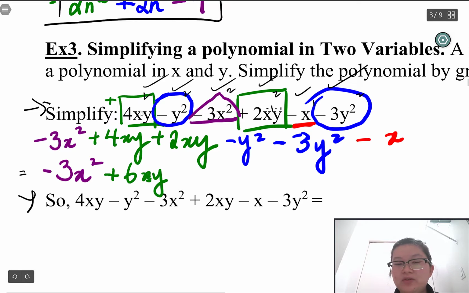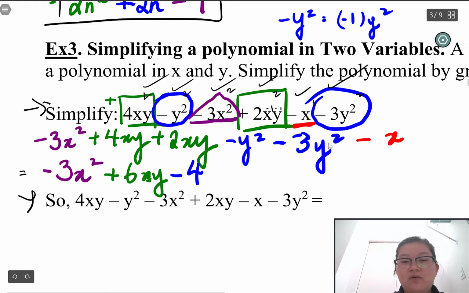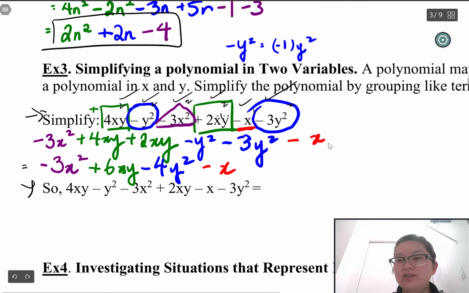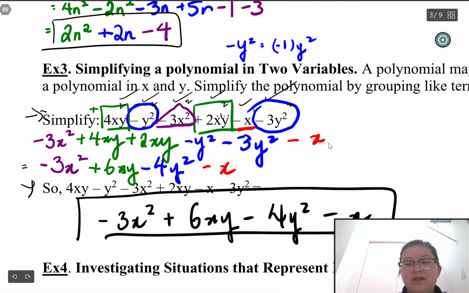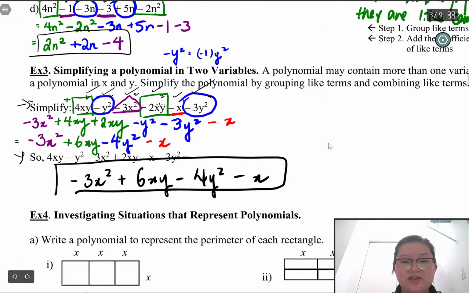Next up, we have the blues. -1. So remember, if it's just a minus in front, this is an imaginary -1 in front of y squared. Okay, so I have -1 minus 3 gives us -4 in total. And last but not least, I have a singleton minus x. And there we go. If I want to rewrite it, it's going to look like this. And here we go. This is the solution to this one.